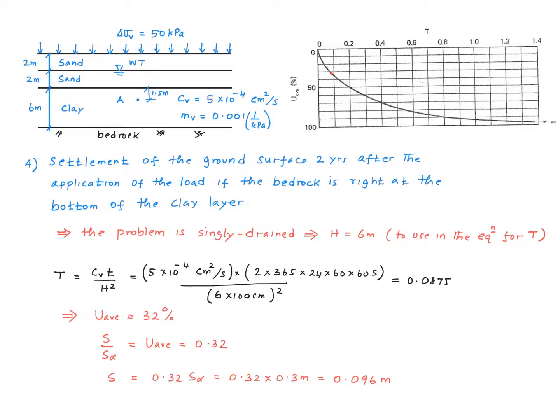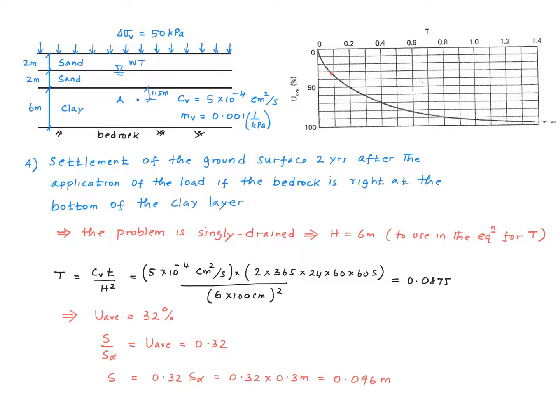The last part of the question concerns one of those what-if situations. What if the bedrock had been right here at the base of the clay layer? It's implied in this question that everything else remains the same. So all we have to do is to recalculate the time factor. Why? Because now the problem is a singly drained problem. And therefore the value of h to be used in the time factor equation, which is this, is 6 meters, not 3 meters anymore. Alright? So the entire thickness of the clay layer becomes equal to h.